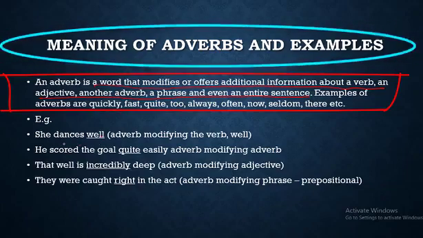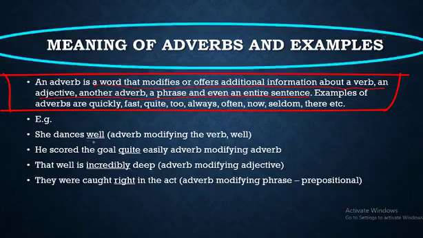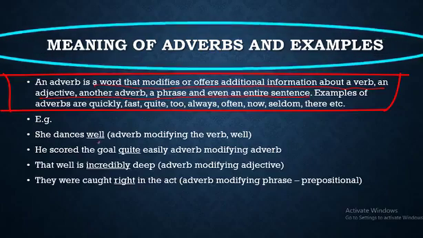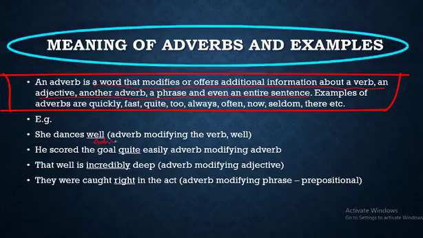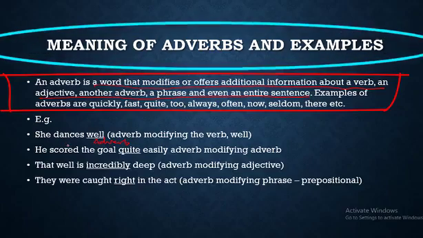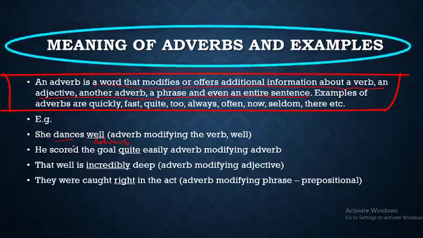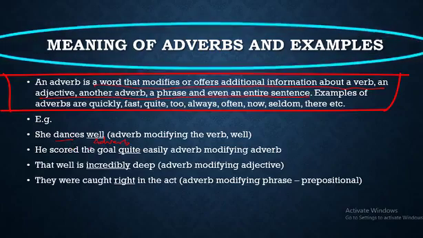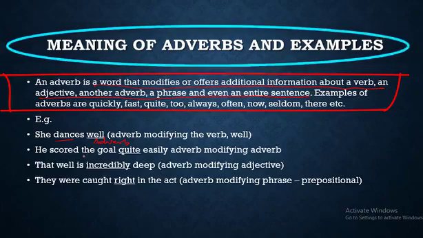So for instance, she dances well. You can see the underlined word there. The word well is an adverb. What is it modifying? It's modifying the verb dances. How did she dance? So it's an adverb of manner.